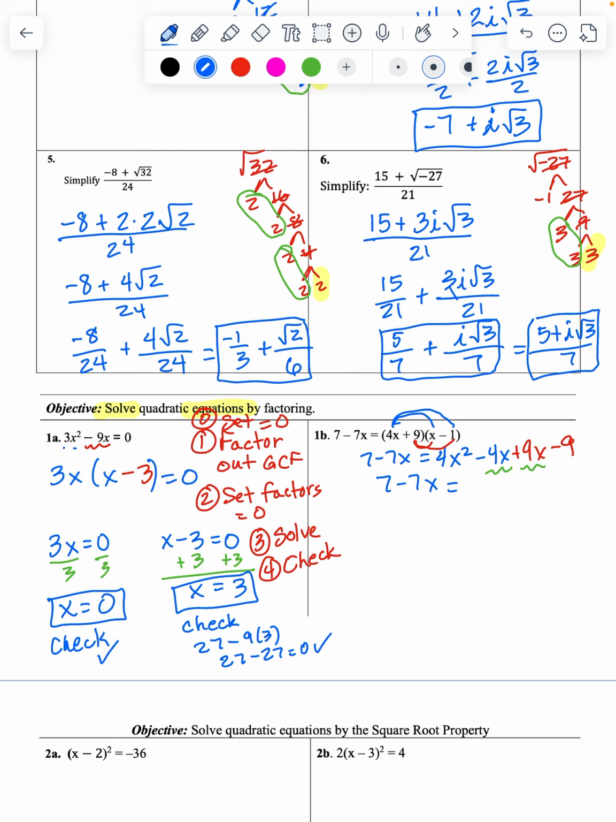7 minus 7x equals 4x squared. A negative 4x plus 9x will be a positive 5x minus 9.